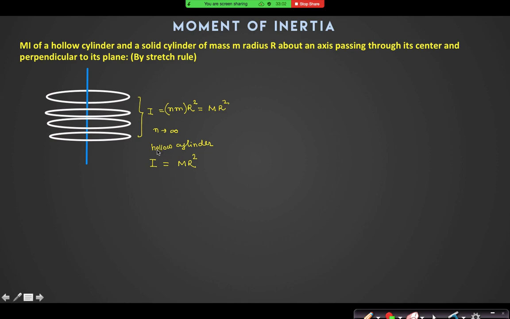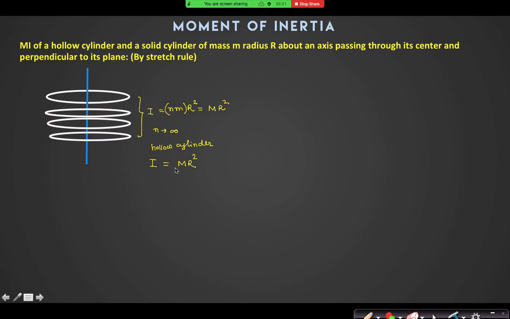So in case of a hollow cylinder also, if the mass of the cylinder is M, can I write that the moment of inertia is nothing but M r square? Yes or no? Yes.